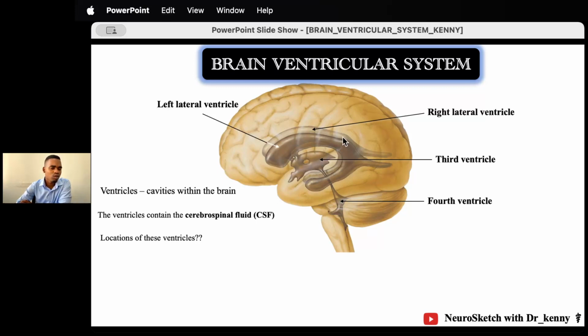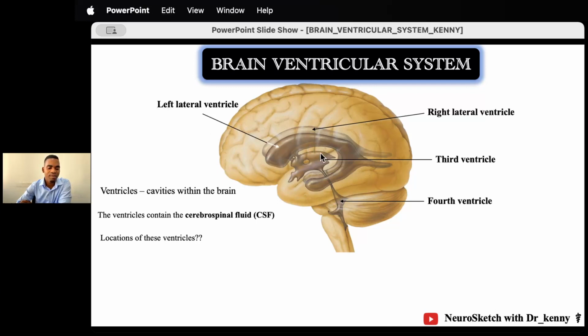Okay, so we have a total of 4 ventricles, and by names we have 2 lateral ventricles. We have left lateral ventricle and the right lateral ventricle. These 2 ventricles are being housed within the respective cerebral hemispheres. That is to say, the left lateral ventricle is found within the left cerebral hemisphere, and the right lateral ventricle is within the right cerebral hemisphere.